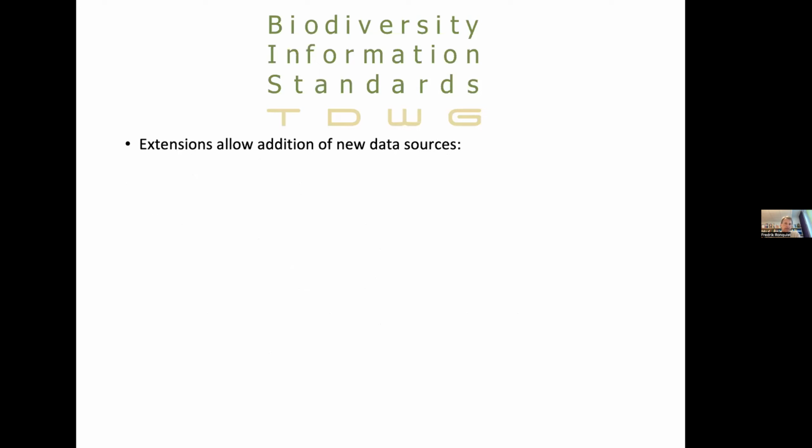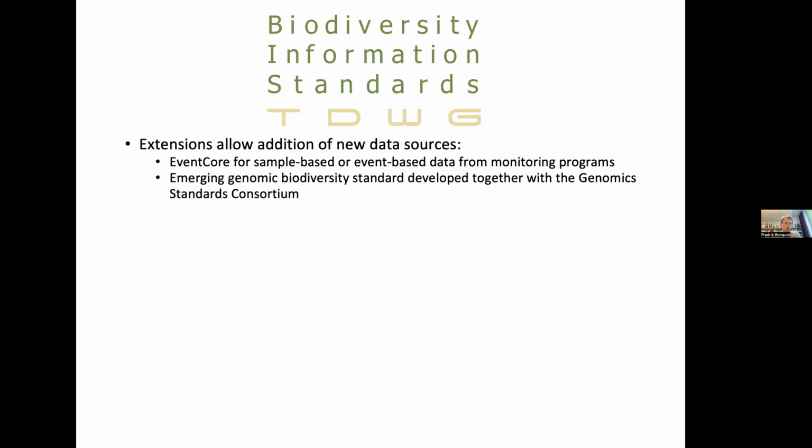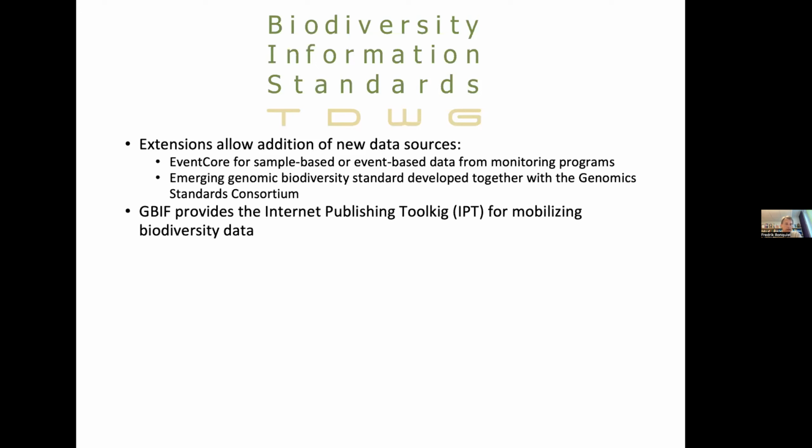Importantly, various extensions allow addition of new data sources, and they're often incorporated as extensions to Darwin Core. So Event Core is a typical example. It's for sample-based or event-based data from monitoring programs. It allows you to describe the methods used to collect the data, the target organisms, the region that is targeted, etc. And it allows you to collect the information from each sample point. There's also an emerging genomic biodiversity standard developed together with the Genomics Standards Consortium, and Swedes are quite active in the development of this standard.